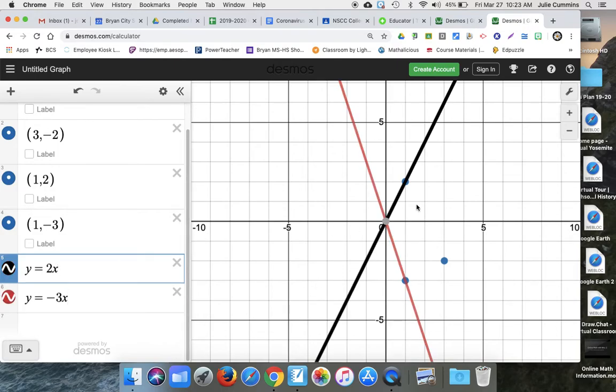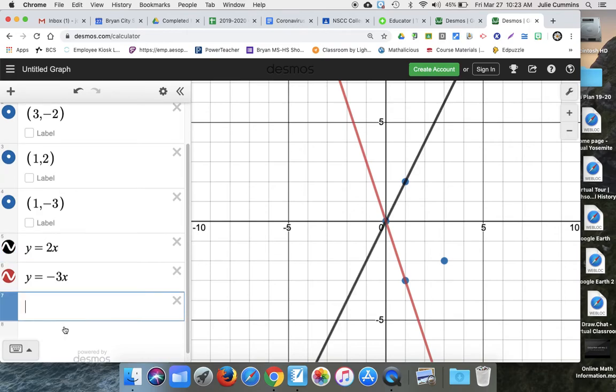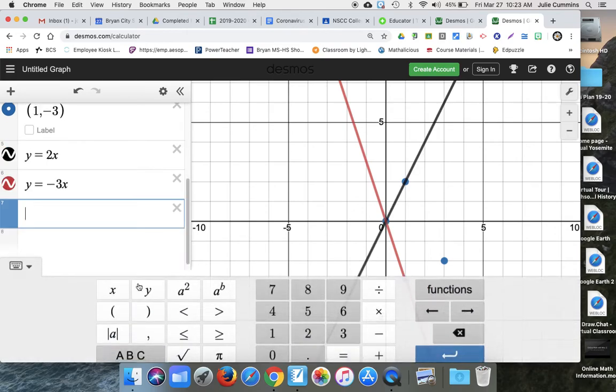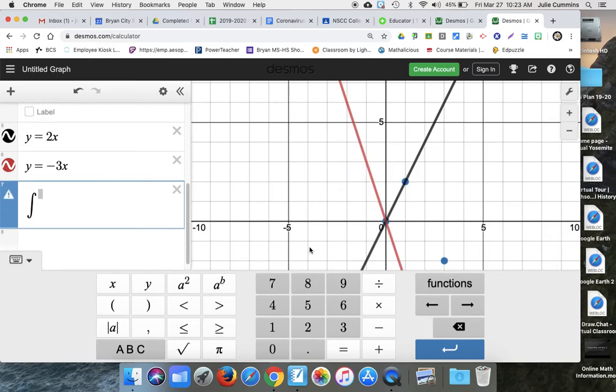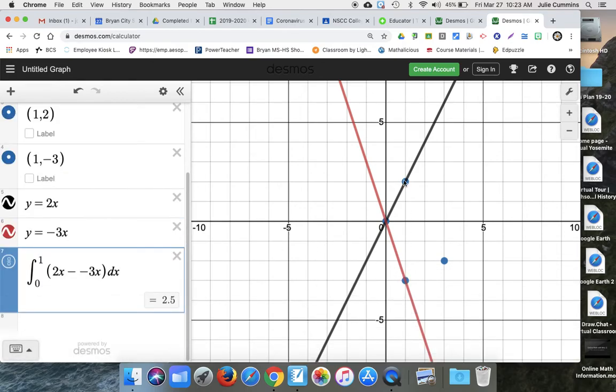Now, if I do top curve minus bottom curve, that'll give me the area of this section right here. So I'm going to go ahead and do that. We will take the integral from 0 to 1 of the top curve, which was 2x, minus the bottom curve, which was -3x. And Desmos is going to tell us that that area is 2.5.